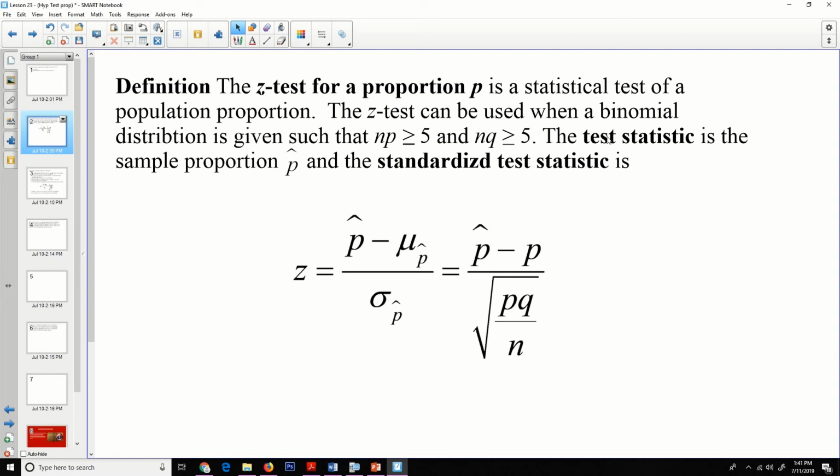The test statistic is the sample proportion p hat, and the standardized test statistic is going to be a z-score. And so that z-score is calculated by p hat minus the population proportion, divided by the square root of the population proportion times the complement of the population proportion, all divided by the number of values in the sample.